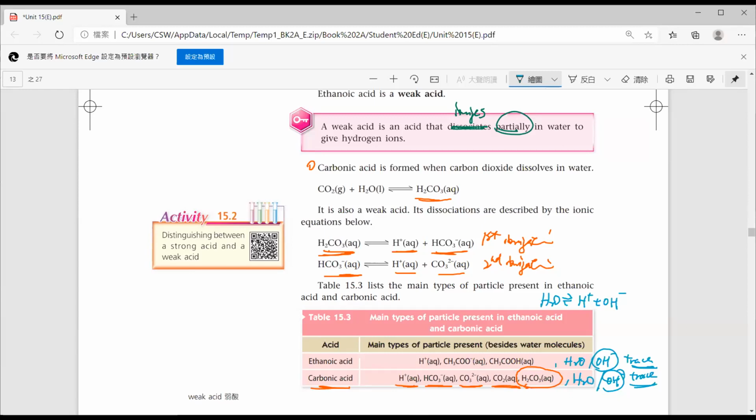So remember, do not get confused about the concepts between acidic and alkaline solutions, right? You need to check the difference in the concentration of hydrogen ions and hydroxide ions.